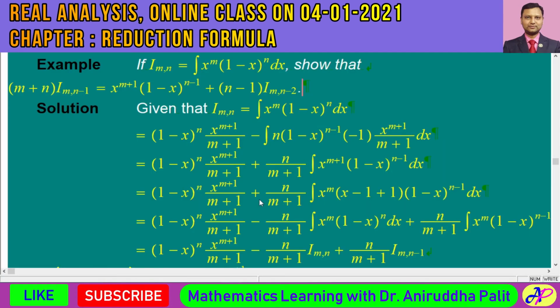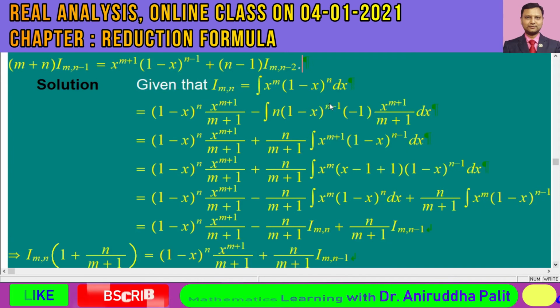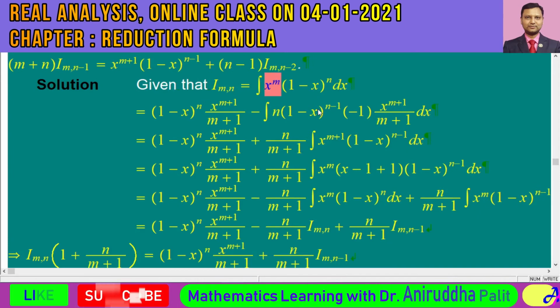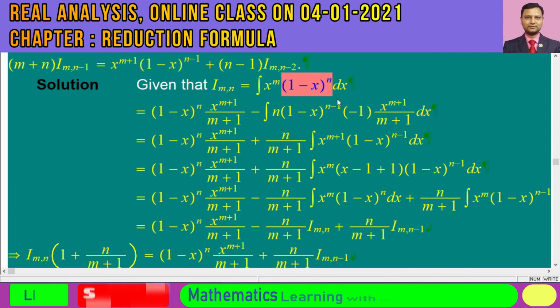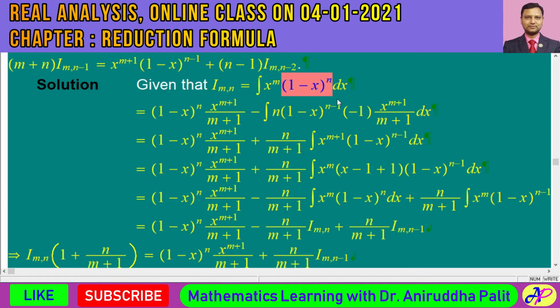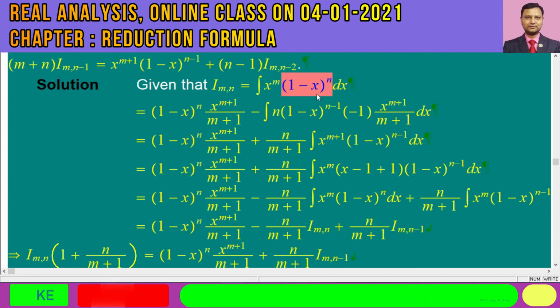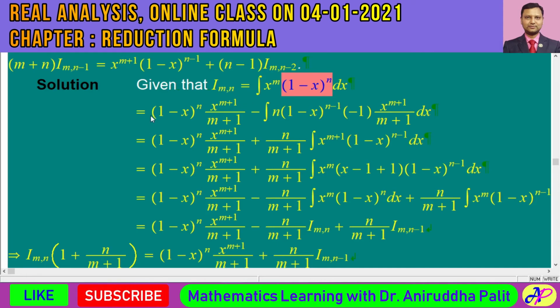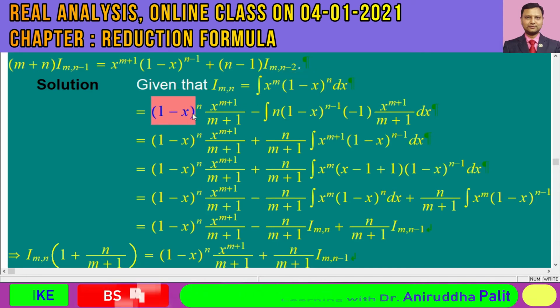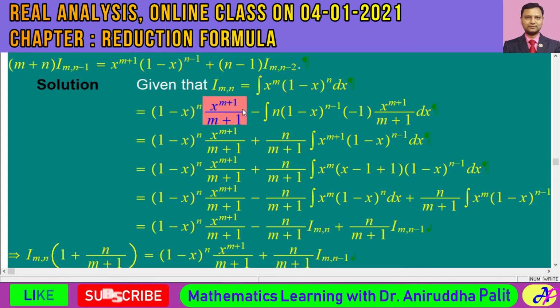And you see, we can continue the process. So x to the power of m has to be considered as the second function, and (1 minus x) to the power of n has to be considered as the first function. So the first function is kept constant. We are making the integration by parts. This is the first function, and this is x to the power of m.